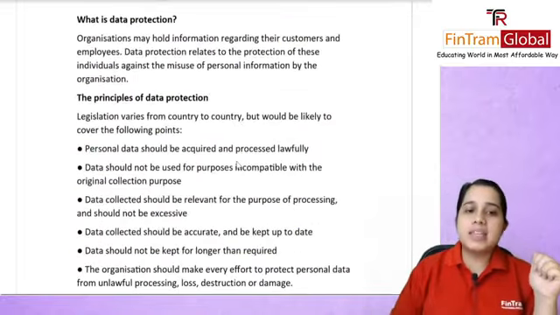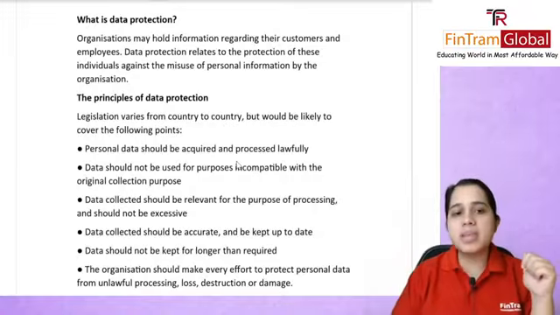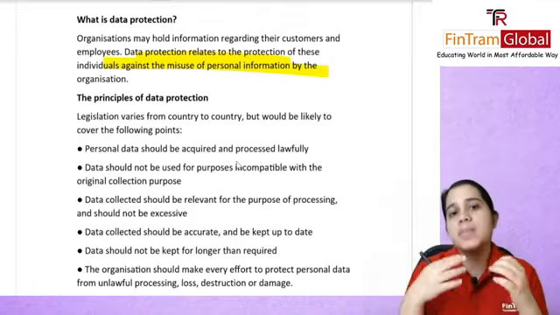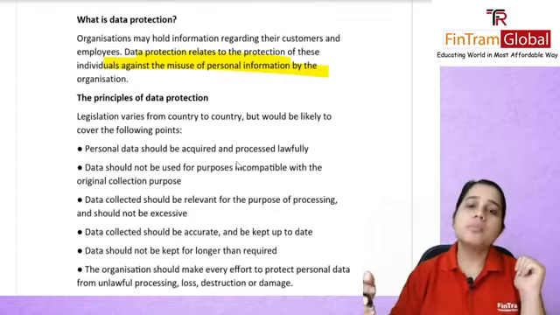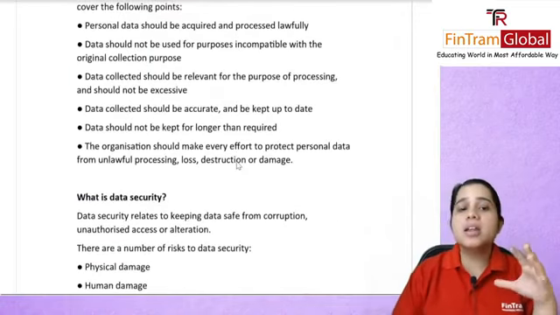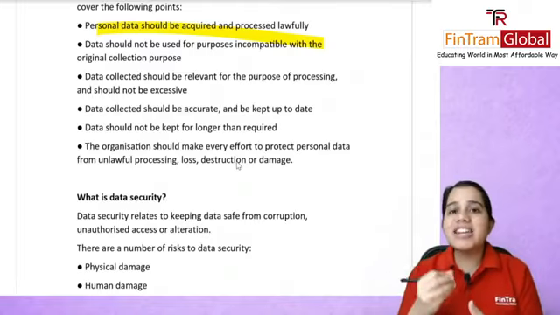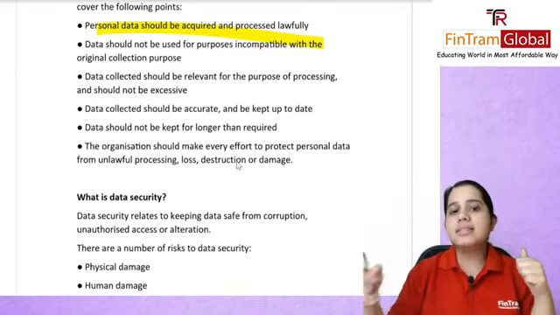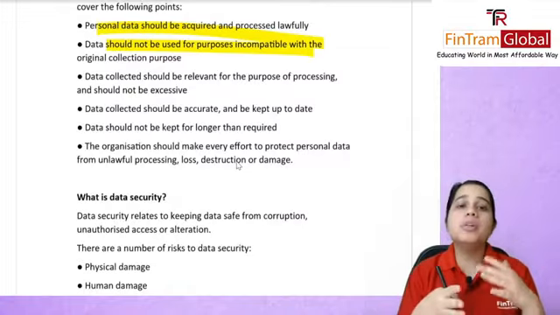Data protection was basically that organizations of course hold a lot of information about customers and employees, and it is their responsibility to protect all of these individuals' data against misuse, like someone hacking or misusing their information. What were the principles of data protection? That personal data should be acquired and processed lawfully. So if I am acquiring any data of an employee, I should be acquiring it lawfully. That person has given me consent that yes, I can use all of their details. This data should not be used for any purposes which are incompatible with the original purpose.